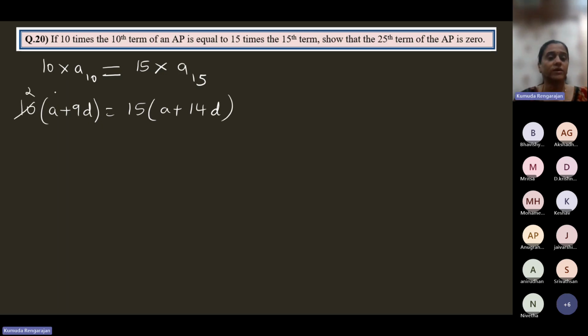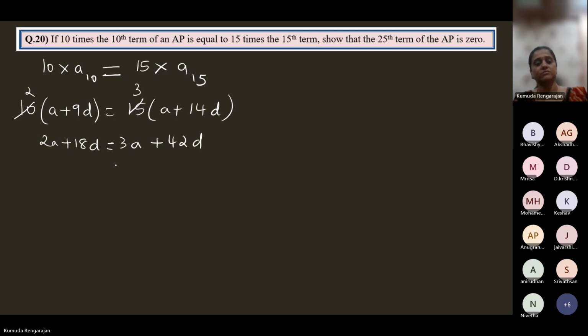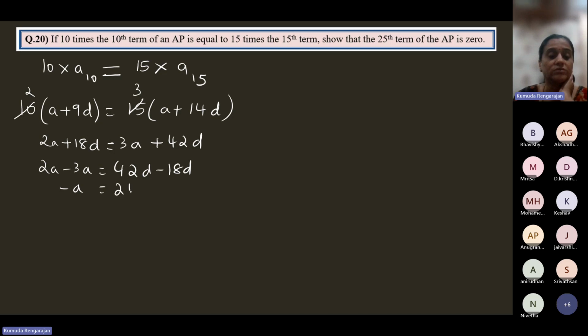You can cancel this 2 times, 3 times. So you have 2 into a, 2a plus 18d is equal to 3a plus 42d. So we have 2a minus 3a is equal to 42d minus 18d. So minus a is equal to 24d. Okay, so we have got this. So a is equal to minus 24d.